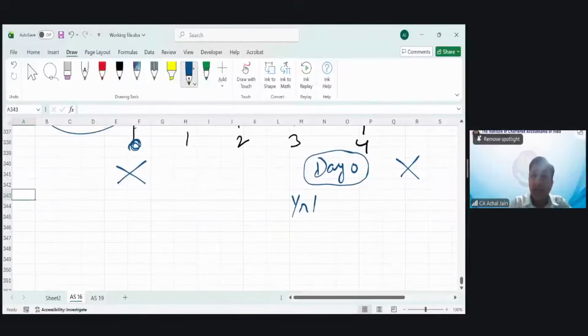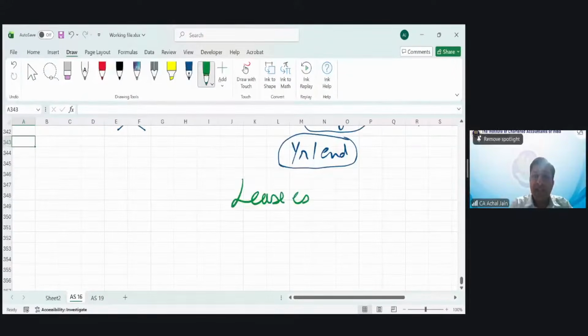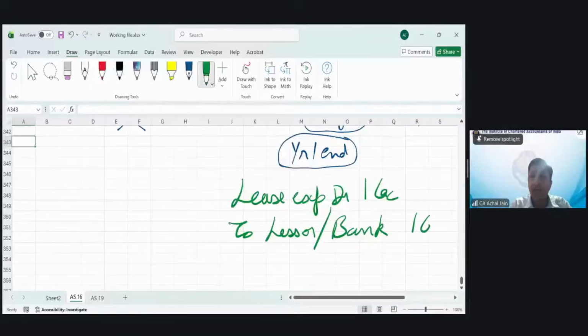So at the end of year 1, what will happen? If you look at it from lessee's perspective, lessee is required to pay lease amount to the lessor. Yes or no? So lessee will record it as an expense. Lessee will say lease expense debit 1 lakh to lessor if this is not yet paid, or bank if that is already paid, 1 lakh. And this lease expense will go to P&L.